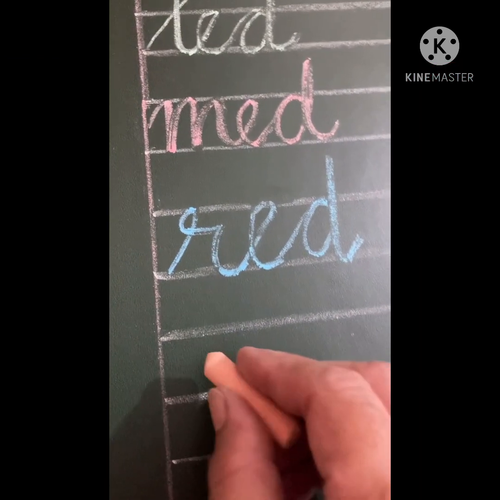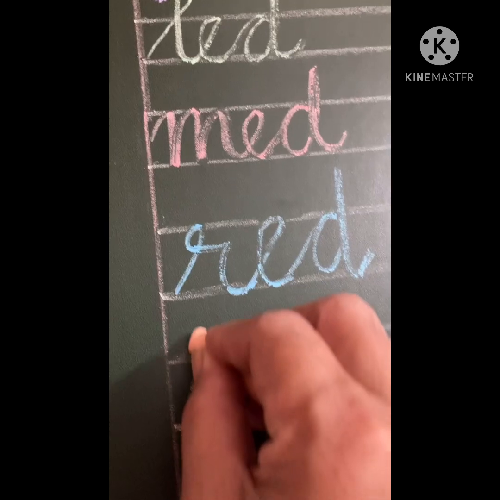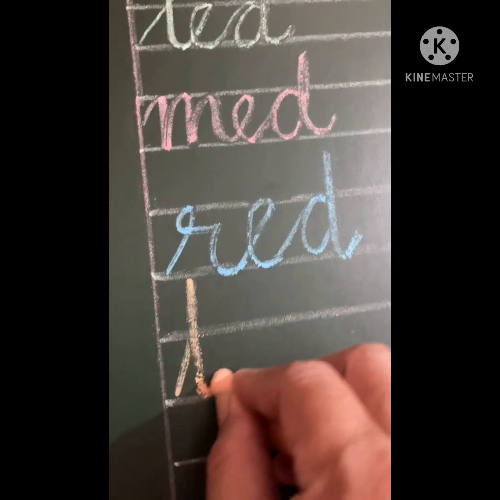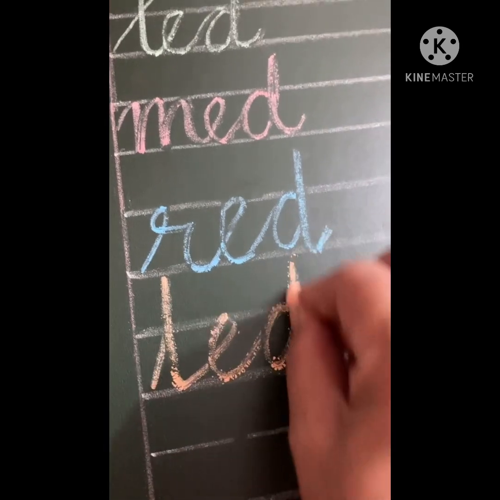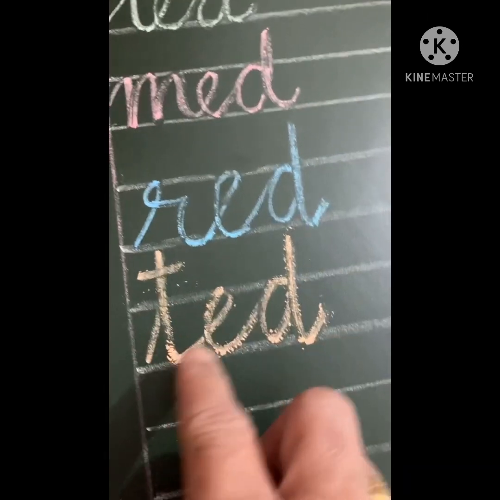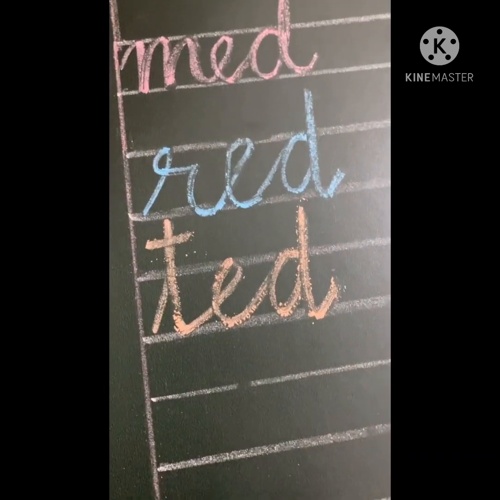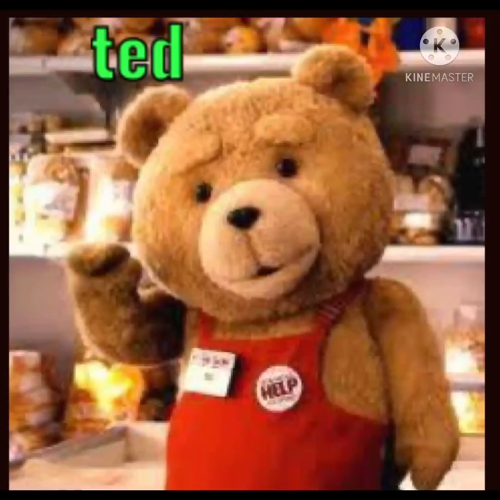Let's write the next sound T, T. And again the ending sound E-D. T, E-D, Ted. Ted is short form for Teddy.